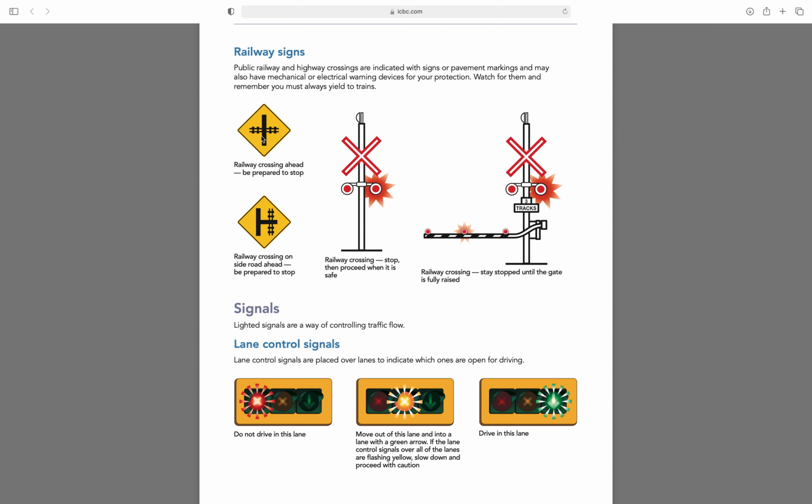And then there are also different signs like this that will warn you that there's a railway coming. Not all railway intersections have this warning system. So whenever you cross a railway, you always want to treat it like a 4-way stop. Stop ahead of time, look around, and then continue on.